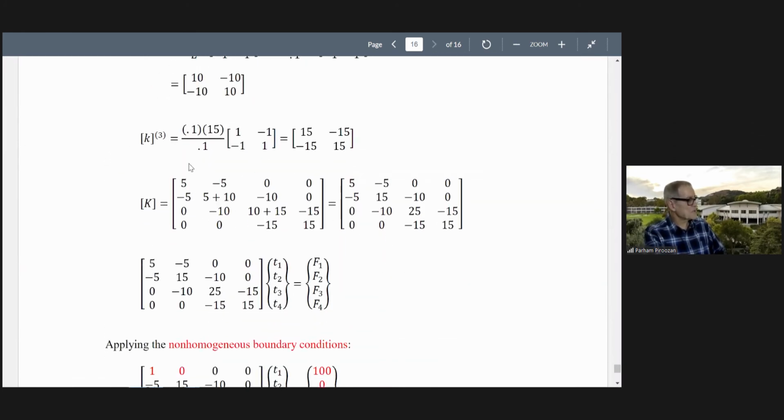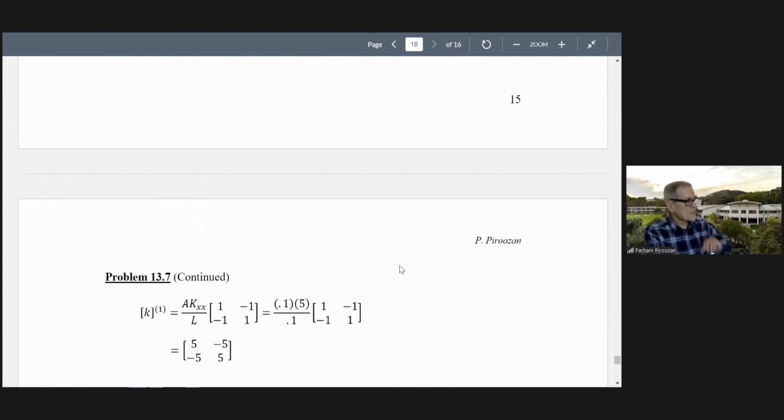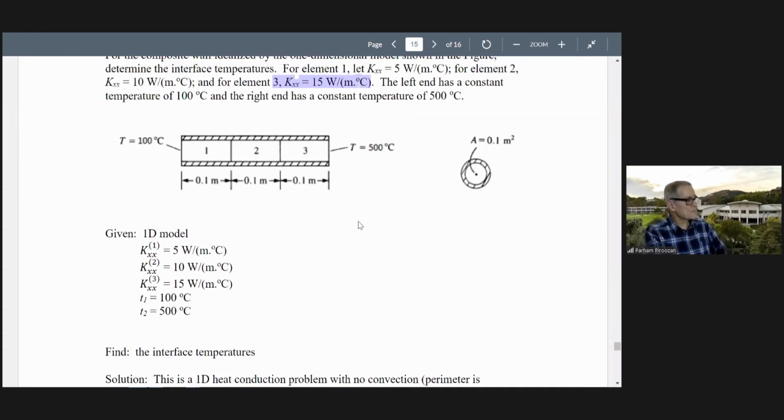We found K for each element, so we put them in: element 1 is here, element 2, element 3. This is our global stiffness matrix multiplied by the temperature vector equal to the heat flow vector. This is the system of equations. Time to apply boundary conditions. For this problem, what boundary conditions do we have? Anyone? What are the boundary conditions in this problem?